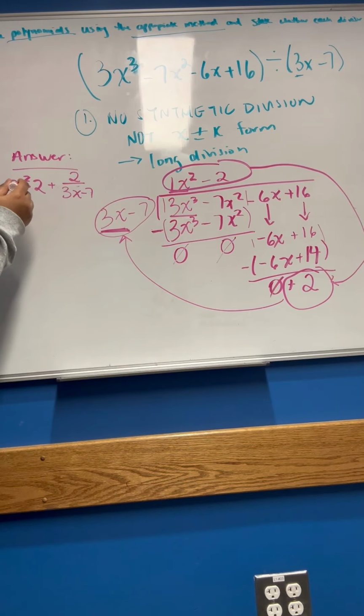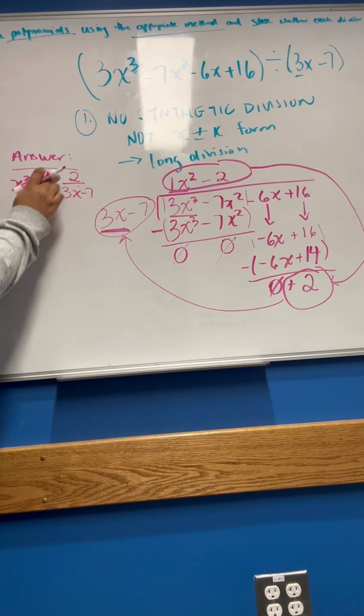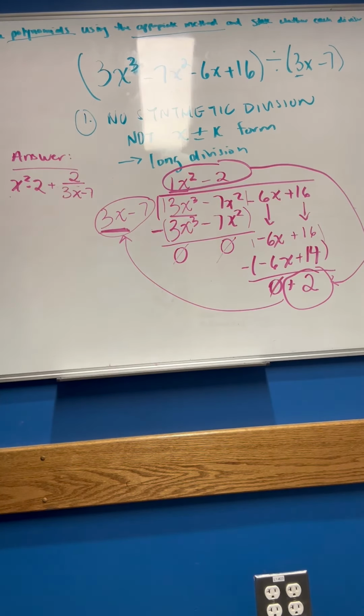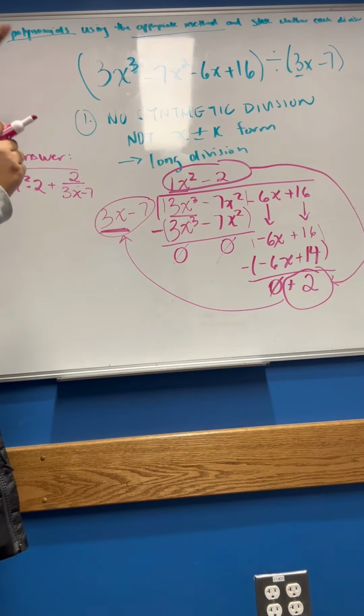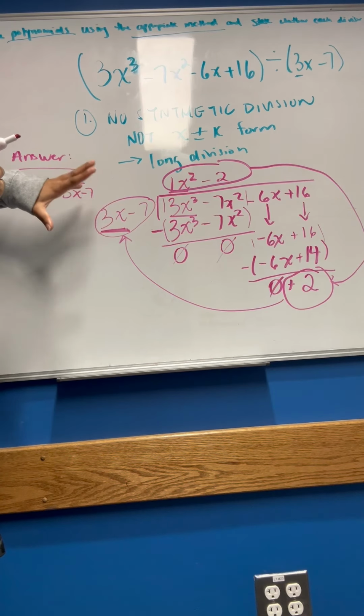Our answer is x squared minus 2 plus 2 over 3x minus 7, right? That answered the first part of my question, where it said divide, or the first part of the instructions. It said divide the polynomials using the appropriate method. We found the appropriate method, which was regular long division.